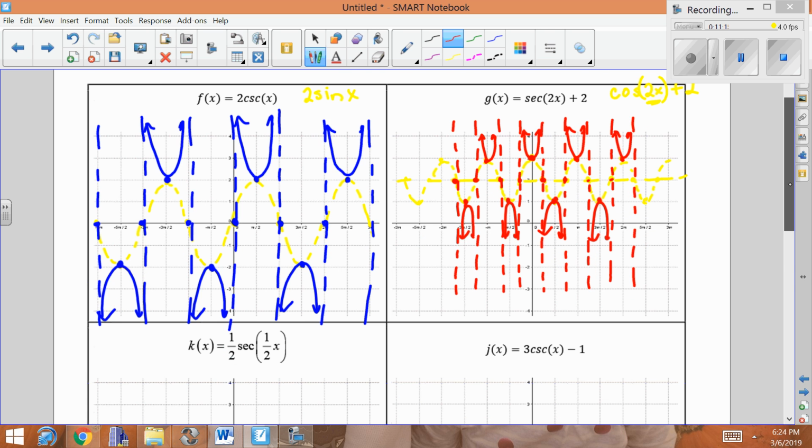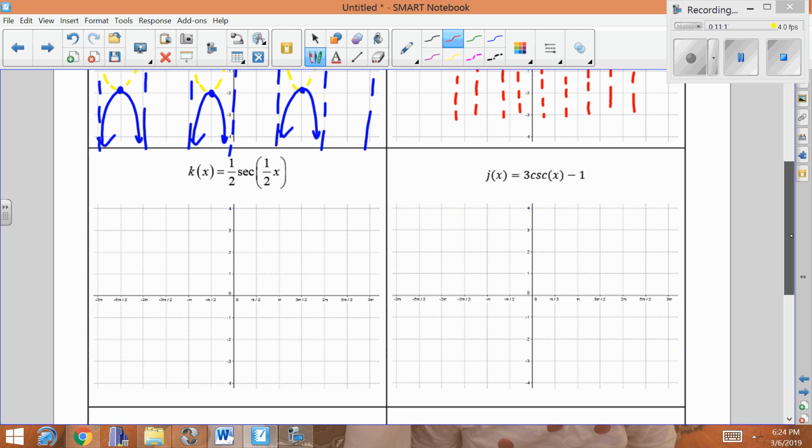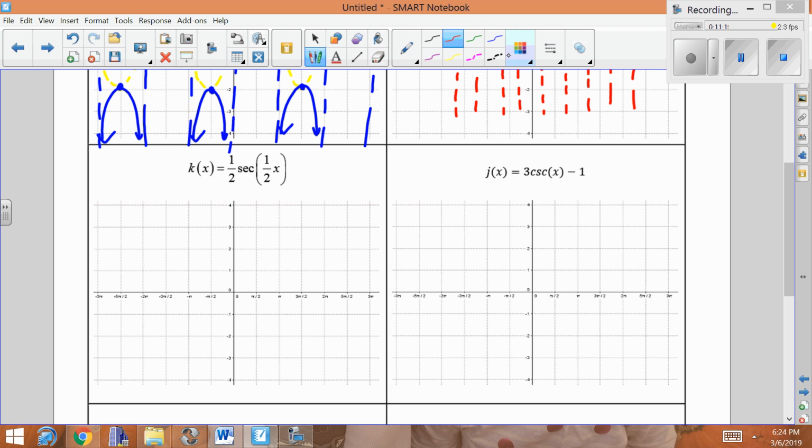I'm going to do one more here. We'll just do the next one here, 1/2 times the secant of 1/2 x. So again, I'm going to start by graphing the reciprocal one, the cosine. So here the midline doesn't change. We don't move up or down any, but we know we have an amplitude change. So it's going to be compressed vertically. It's only going to go up to the 1/2.